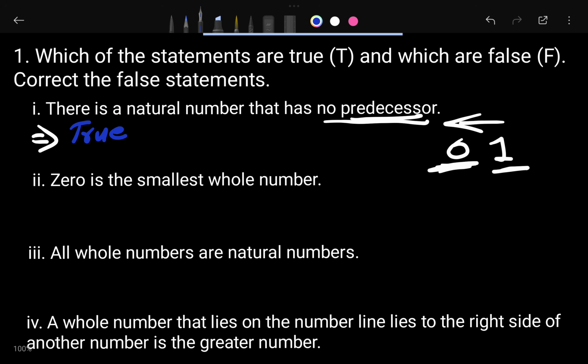Now the second statement is that 0 is the smallest whole number. Yes, because whole numbers start from 0 and go till infinity, because numbers are endless. So the smallest whole number is 0 only. If you ask what is the biggest whole number, you cannot define it, because it will be lakhs, crores, millions of crores, trillions of crores. So we cannot say the biggest whole number, but we can say the smallest whole number, that is 0. So that statement is also true here.